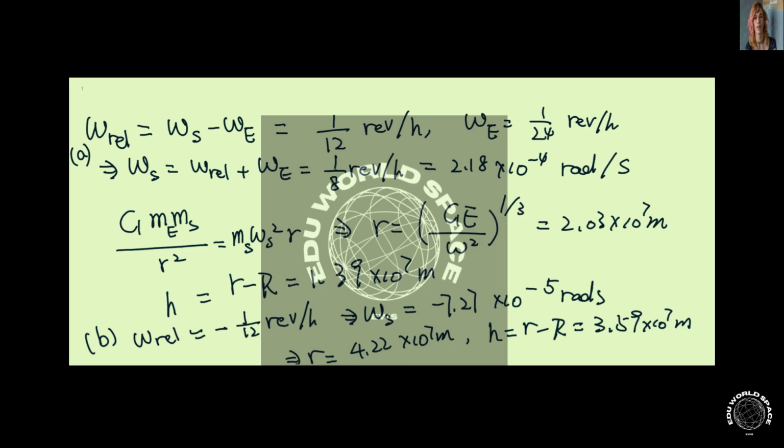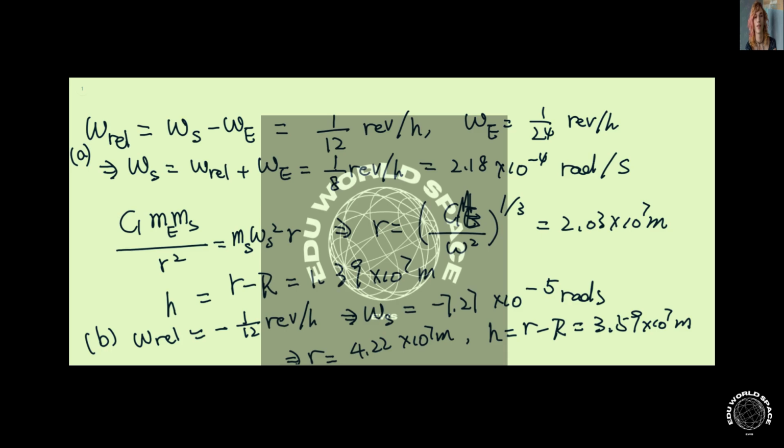So from this equation, we can express the distance from the center of the Earth to the satellite as equal to the constant G times the mass of the Earth, divided by angular speed squared, and this whole thing to the 1/3. Plug in the numbers, and you get 2.03 times 10 to the 7 meters.